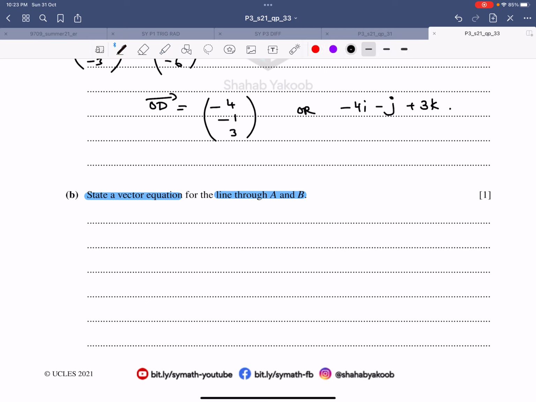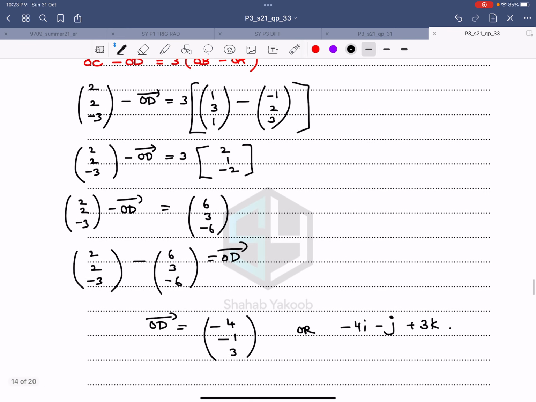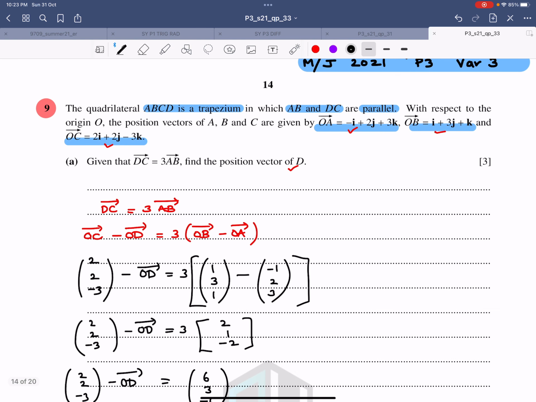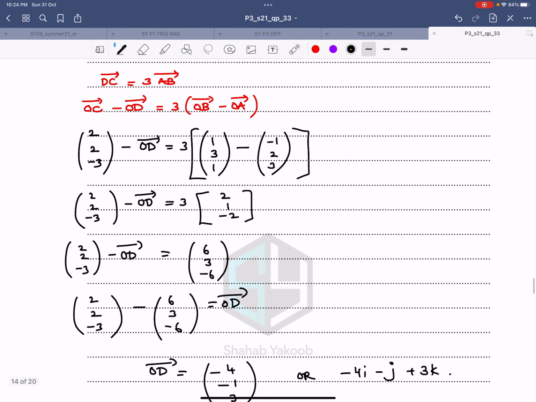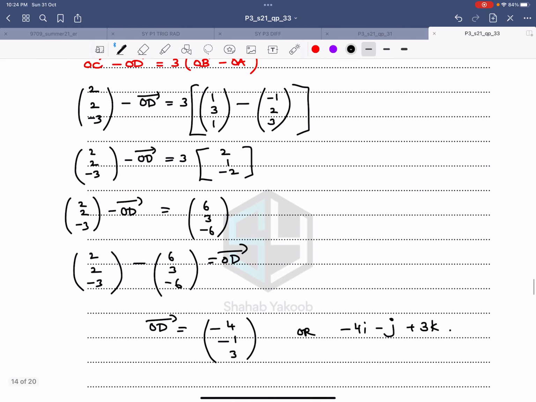So we know this concept. r is equal to a plus lambda b. b is the direction vector and a is the fixed point. Now it says A and B, so which one should I choose as my fixed point? Let me choose (-1, 2, 3), and lambda multiplied by the direction vector AB, which came out to be (2, 1, -2).